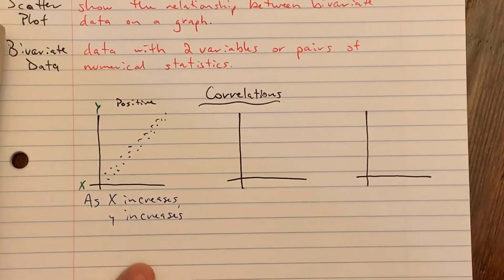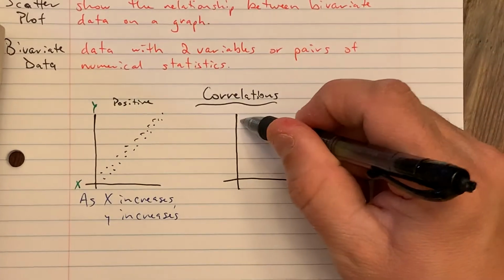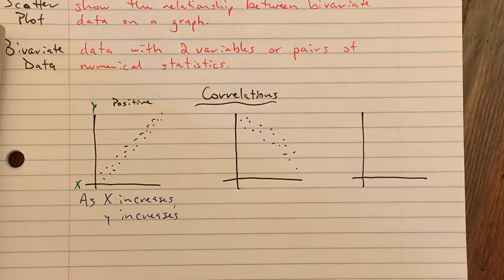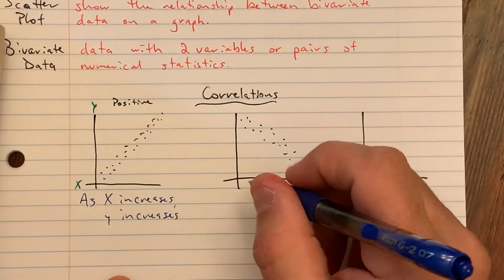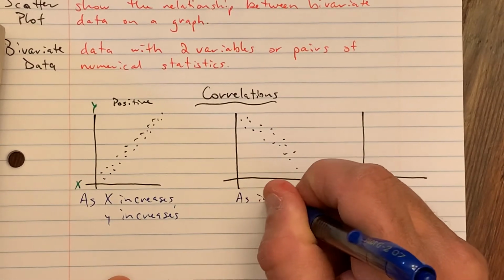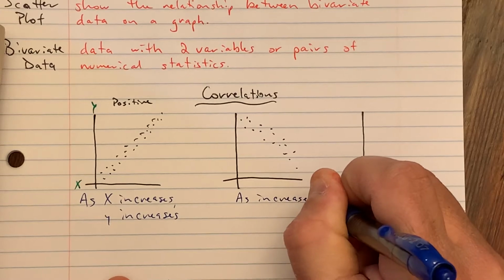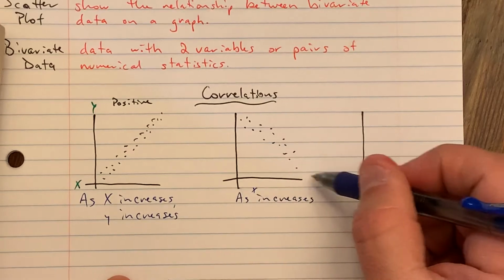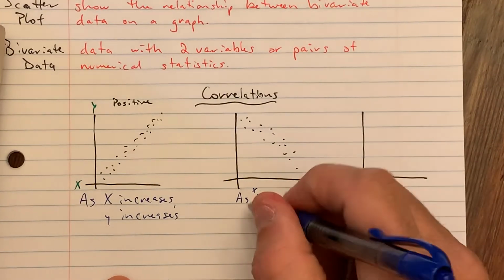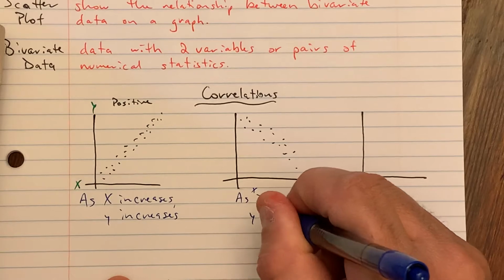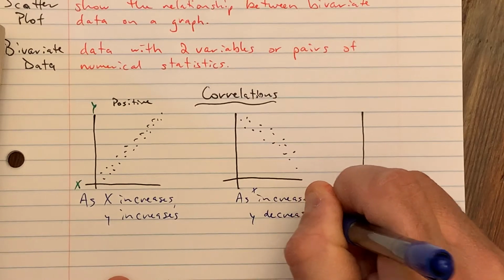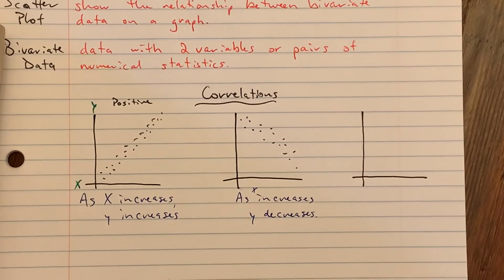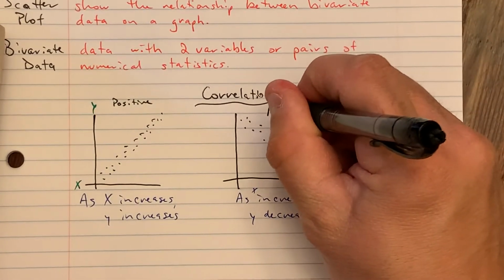Our next type, maybe our data has this type of trend or correlation. Now, as I look at my data, as x increases, so as I'm still going this way on my coordinate plane, what's happening now is my y decreases. So as my x increases, my y's get smaller. All right, so we would call this a negative correlation.